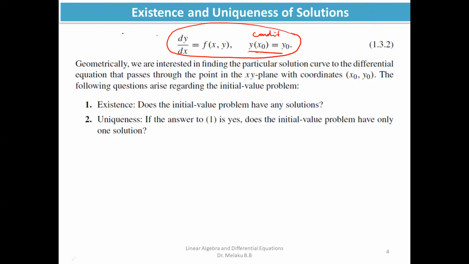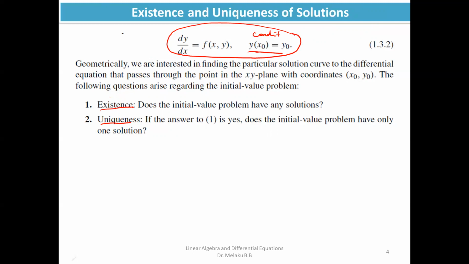In this case, the main objective is, if the solution exists, could it have more than one solution or one solution? So we have to check two things. Does the solution exist? If it exists, what type of solution do we have? Is it unique, that means exactly one, or many solutions? So this is the existence and uniqueness of the solution.